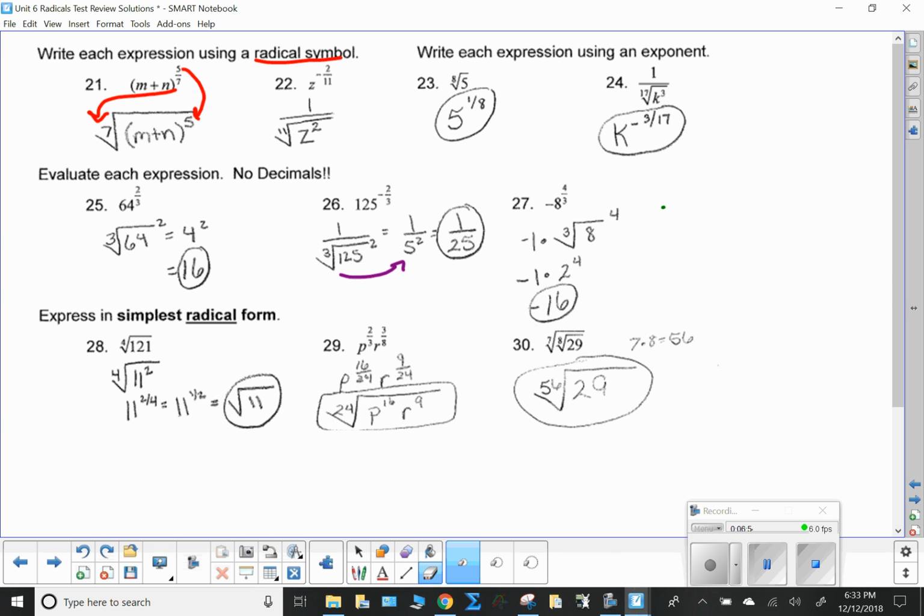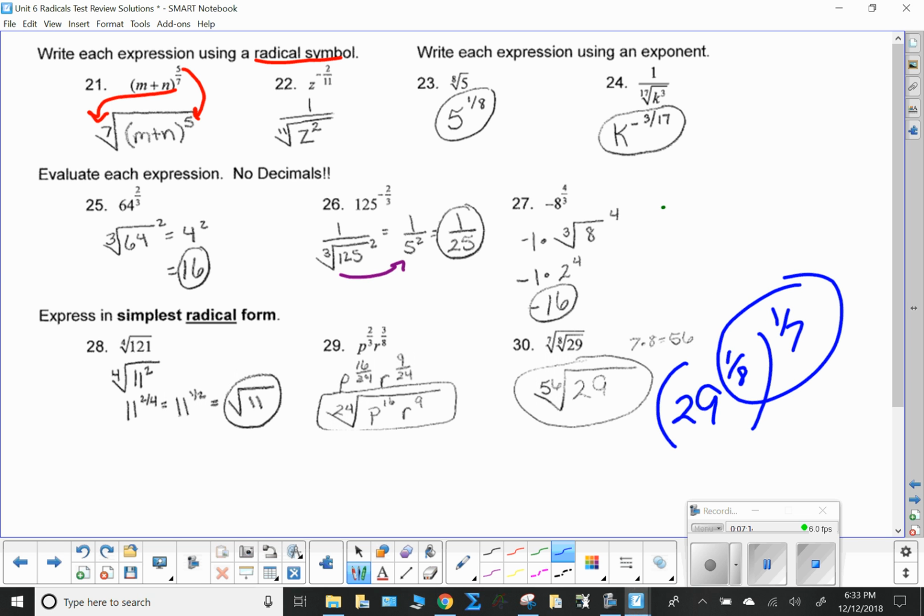All right. Finally, this should be the easy one. The 7th root of the 8th root of 29. Just multiply the indices. And if that confuses you some, remember that this is 29 to the 1/8 to the 1/7. And what do you do when you raise a power to a power? You multiply. So then you get 29 to the 1/56. Simplest radical form says there's a radical in it, so it's the 56th root of 29. I don't know what that is, but that's the simplest radical form. All right, you're good to go on Objective 2 for Unit 6.